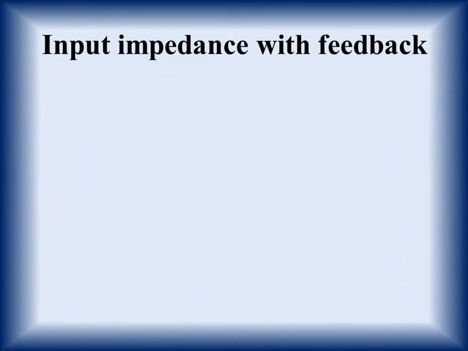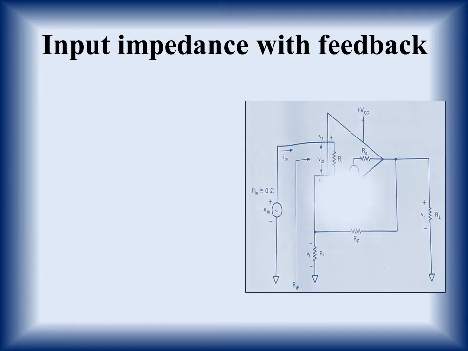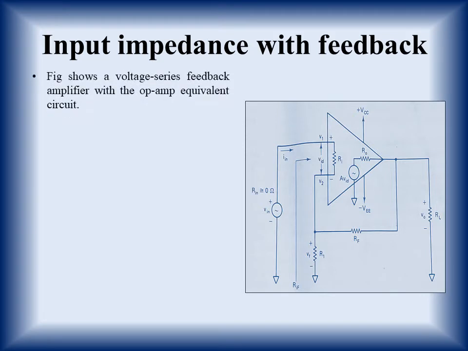So first of all, we will calculate input impedance with feedback. What happens to the input impedance when feedback is applied? So this is the basic diagram used to calculate input impedance. You can see here in the diagram we have taken the equivalent circuit of the op-amp. Now figure shows a voltage series feedback amplifier with op-amp equivalent circuit.